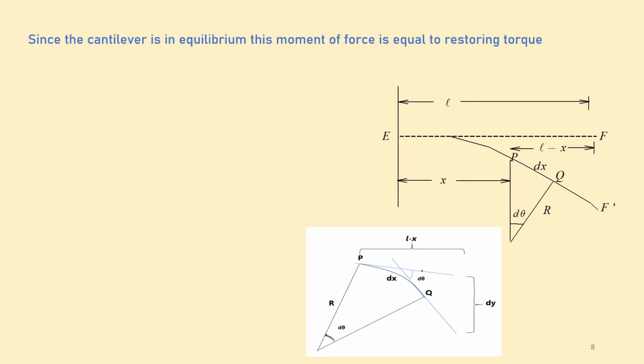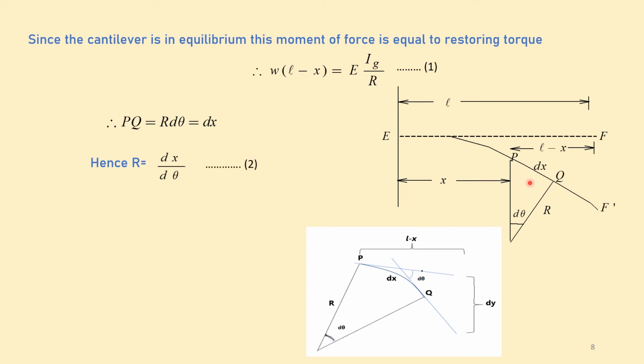Now, since the cantilever is in equilibrium, this moment of force is equal to the restoring torque. The expression for this restoring torque, or the bending moment, was already derived as E by R into IG in the previous section. So W into L minus X is equal to E by R into IG. Let us call this equation 1. Now the section PQ has arc length equal to R d theta; arc length is equal to radius into angle. We are calling that dx. From this, R is equal to dx by d theta. Let us call this equation 2.